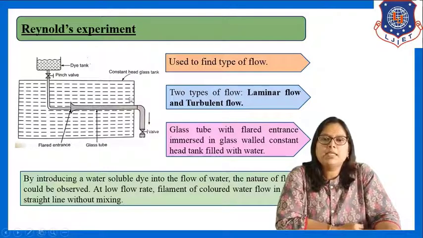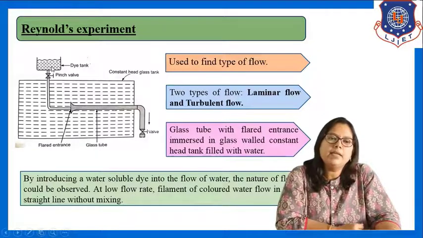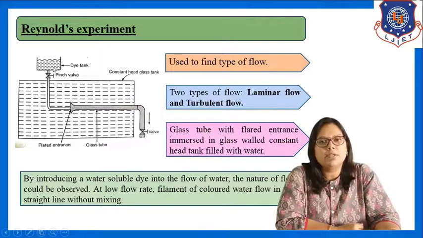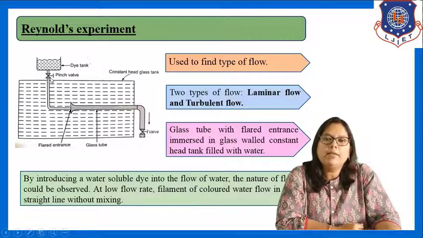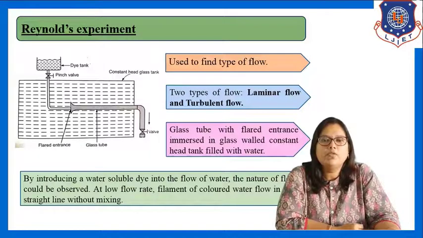See, this is the glass tank. In this there is the glass tube and this is a dye tank. In the dye tank we fill colored dye water. With the help of this pinch valve, we can regulate the flow rate of the dye water. Now the glass tube with flared entrance, see here, is immersed in a glass-walled constant head tank which is filled with water.